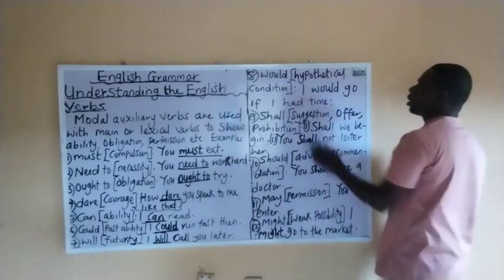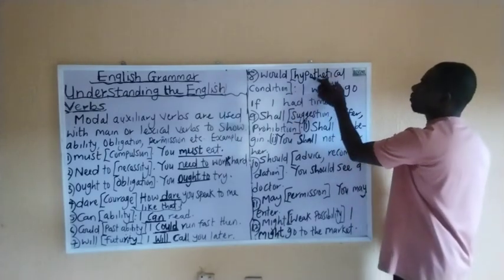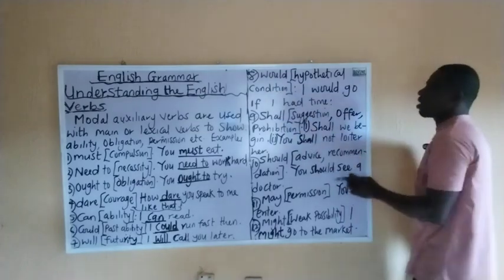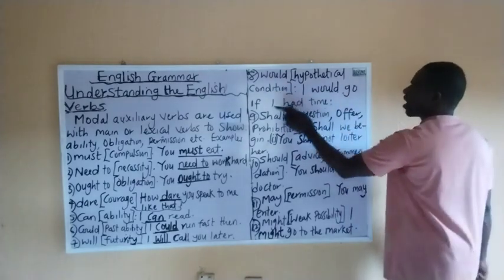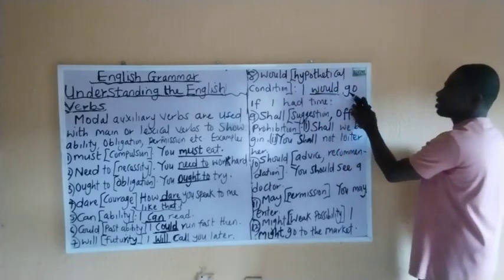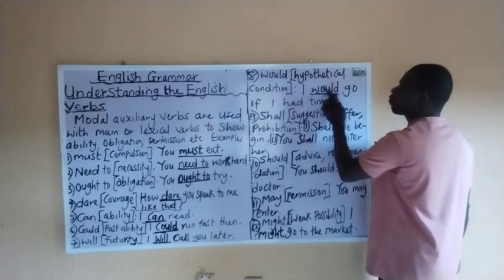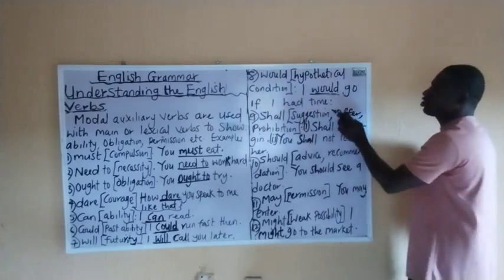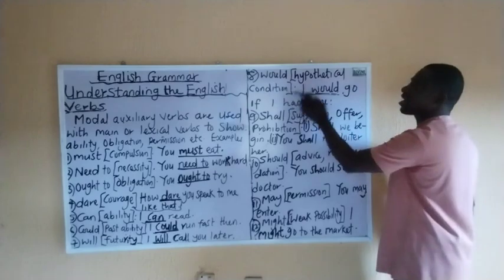Number 8, would. Would is used to show hypothetical condition. Example, I would go if I had time. Would is the modal auxiliary verb, while go is the main verb here. So the condition for going is if I had time.